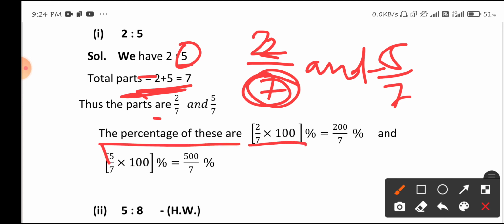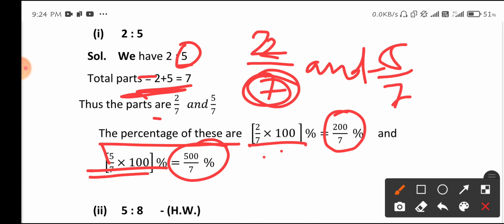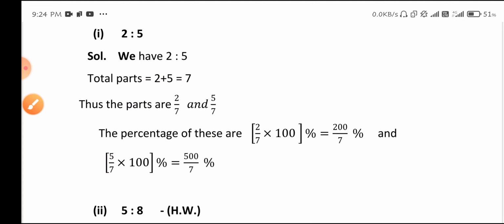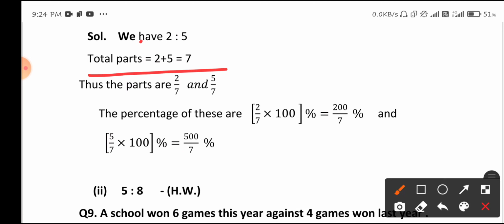So for percentage you multiply by 100. So 2 by 7 into 100, 200 by 7%, and 5 by 7 into 100, 500 by 7 percentage. Nothing you have to do. First of all you have to add all the parts.